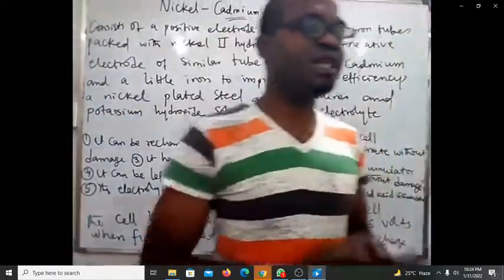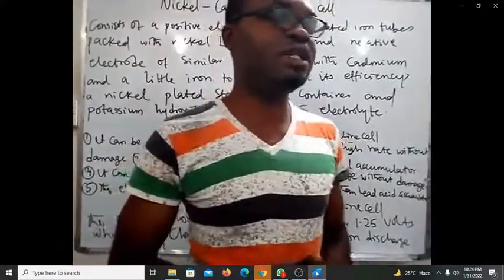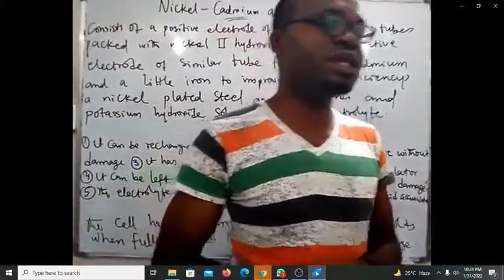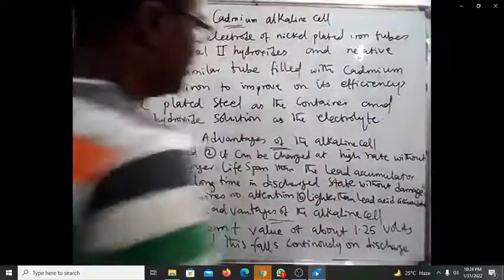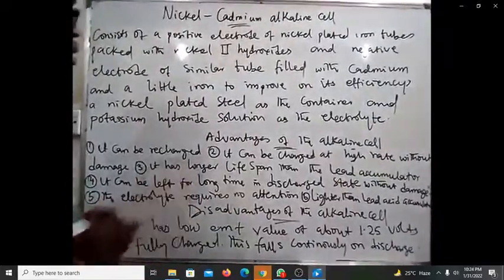But in the lead acid accumulator that we learned earlier, the electrolyte is tetraoxosulphate (VI) acid. You see the difference? The electrolyte here is a base, the other one is alkaline. The other one is acidic.